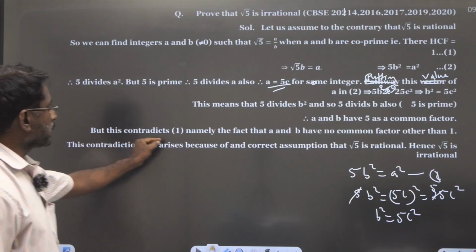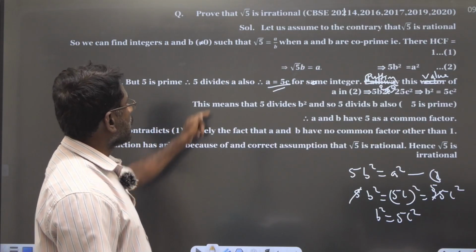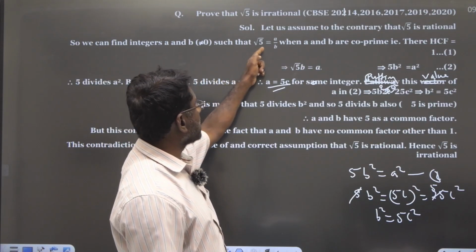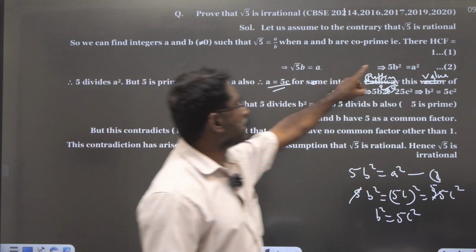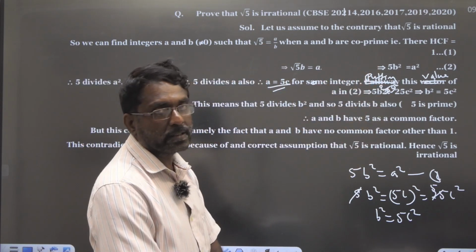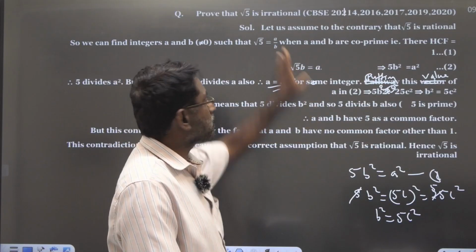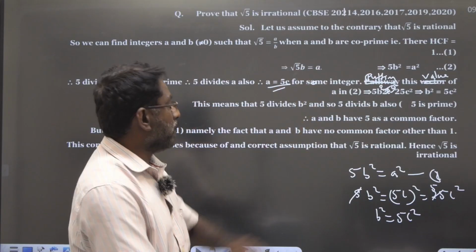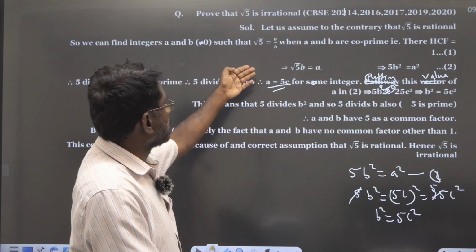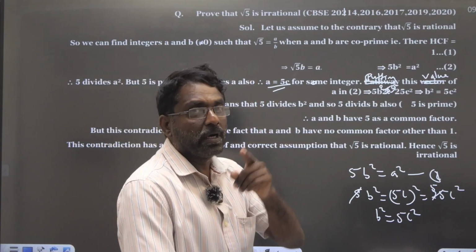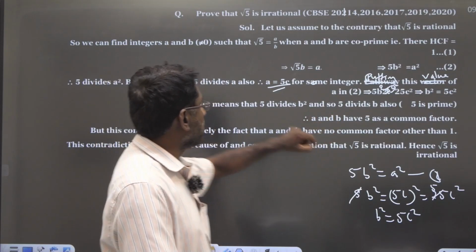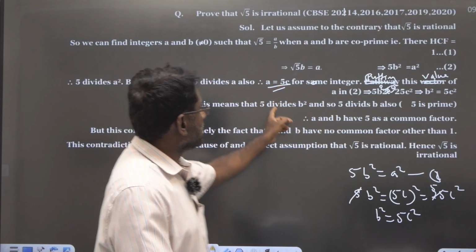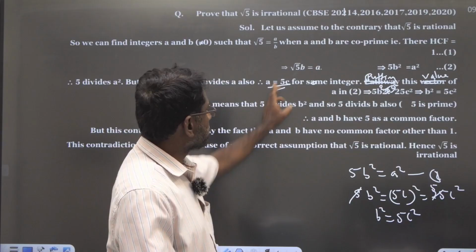This contradicts our assumption. Already we assumed that a and b have only 1 as the common factor, no other common factors, because they are coprime numbers. But from here we got that a and b have another common factor, that is 5, because 5 divides a and a is a multiple of 5.